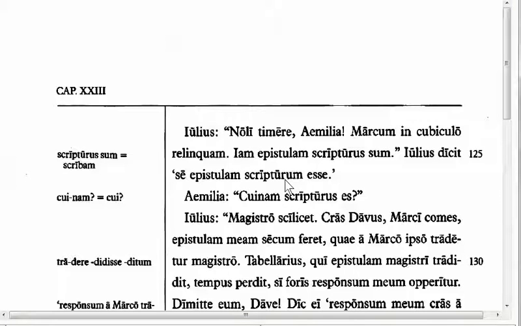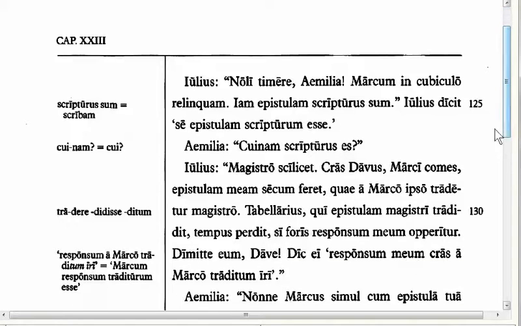The last feature is in line 130. It's another review of the principal parts. We have tabellarius qui epistulam magistri tradidit tempus perdit, si foris responsum meum exspectat. So this is Julius speaking. He says, the mailman who handed over the teacher's letter is wasting his time if he is waiting for my response outside. So, tradidit, handed over.